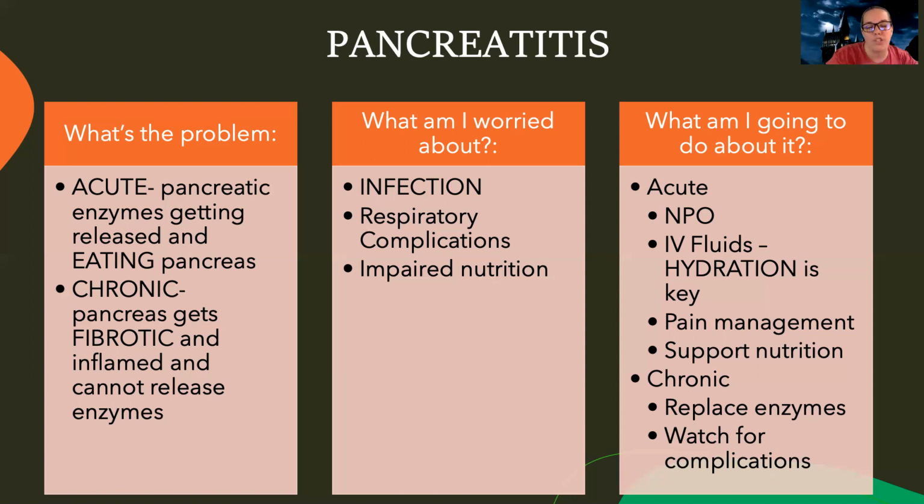A lot of times these patients are going to get feeding tubes that go all the way into the duodenum, so that they're at a decreased risk of having those pancreatic enzymes released, because we put the tube past the sensor that tells the pancreas to secrete more enzymes. That way you're not having that problem, but still getting the nutrition you need. And in chronic pancreatitis, we're going to replace their enzymes and then watch for complications, like these patients can be at higher risk for diabetes and stuff like that.